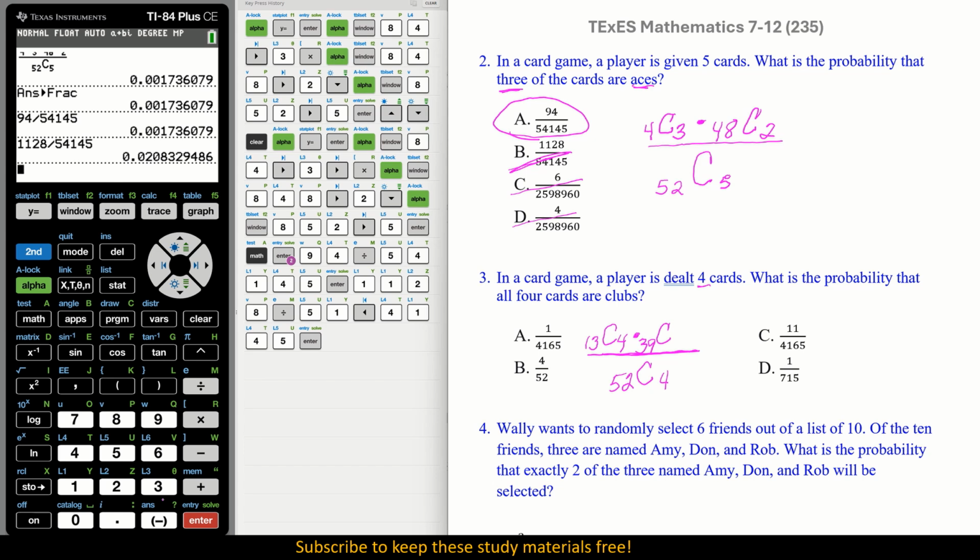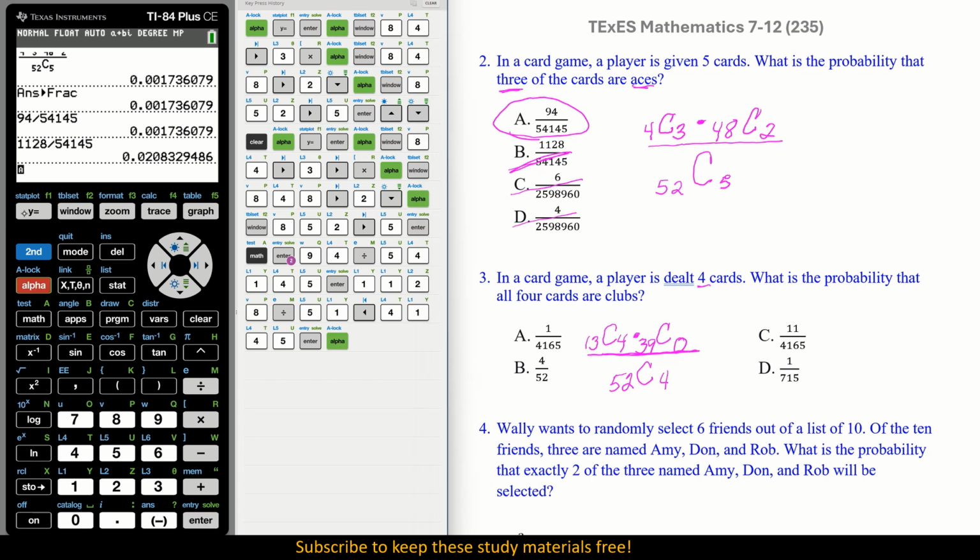So what do we put here for our 39? 0. We just don't want any of them. So just put 0. I don't want any of the undesired 39. I want all of my secondary subgroup to be the 4 clubs. Okay. Well, let's put that in the calculator and see what we got going on here.